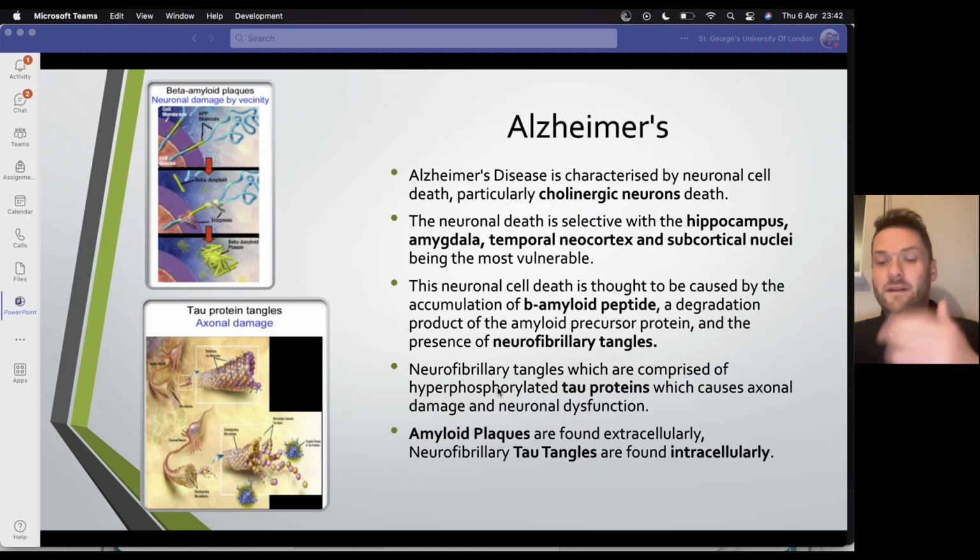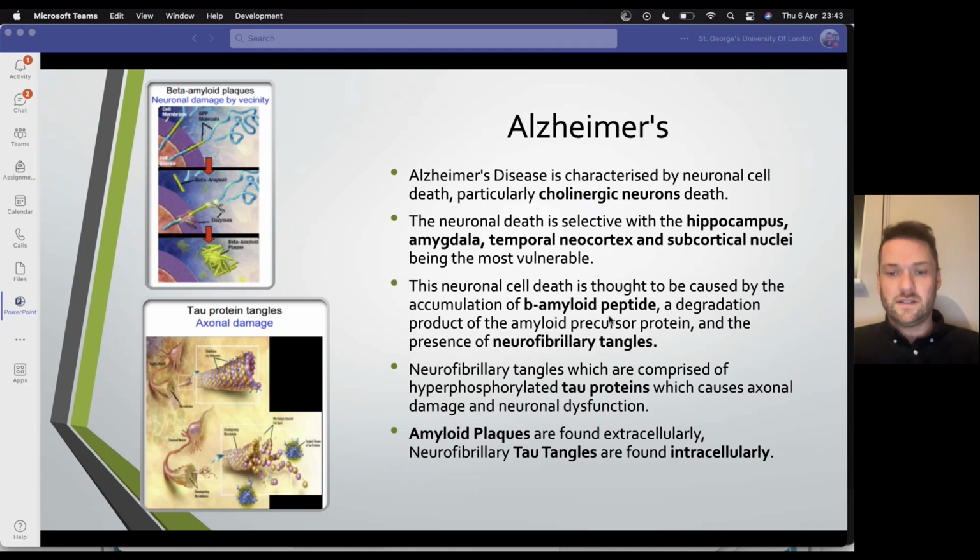And then the tau tangles, these are neurofibrillary tangles, which are comprised of hyperphosphorylated, I don't really know what that means, but tau proteins. These are actually inside the axons themselves, so it causes damage to the axons. So the key thing to remember is you have your beta amyloid plaques on the outside, in the vicinity, causing damage. And then intracellularly, you have your neurofibrillary tau tangles.